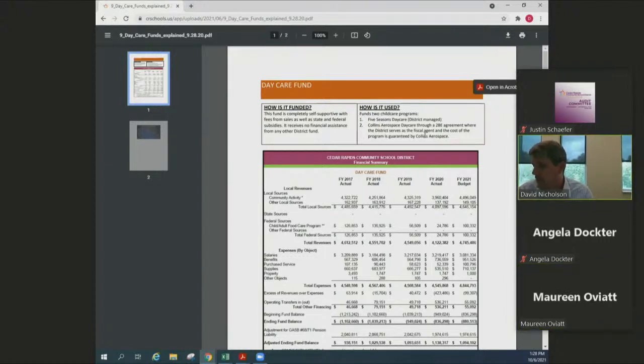Which is kind of nice that we don't have to try to manage that. I know it's a lot of additional work for HR. I know it's a lot of additional work for accounting to deal with another daycare. Now we only have 1. So it's kind of nice.